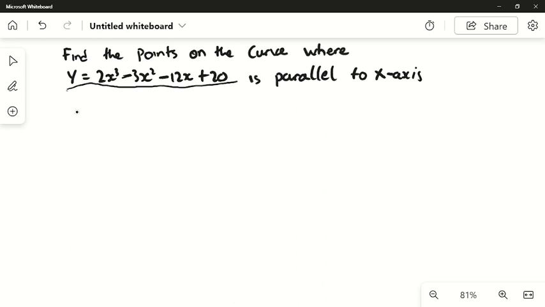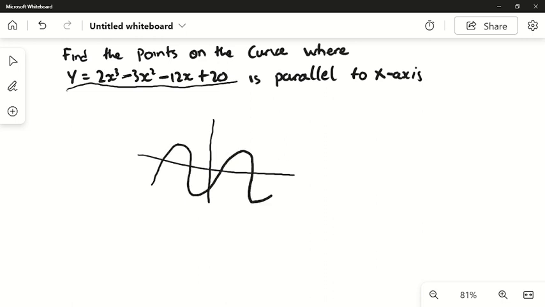Now, in the sketch, this is our y-axis and this is our x-axis. We draw a curve with a turning point, and at this turning point the tangent is parallel to the x-axis. All these turning points are parallel to the x-axis, so the gradient there is equal to 0. So what we're going to do is differentiate this equation, then factorize so that we can get the values of x, so that we can solve this problem.